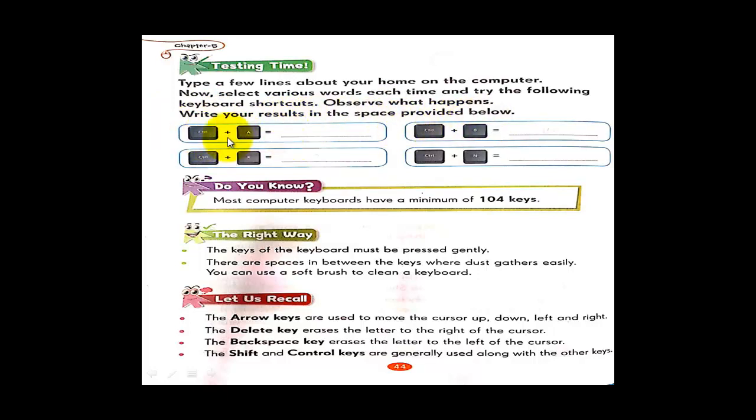Now Control plus A. When we press Control plus A, all the words, whatever you are writing, all will be selected at once. No need for using the mouse, no need for using the arrow keys.